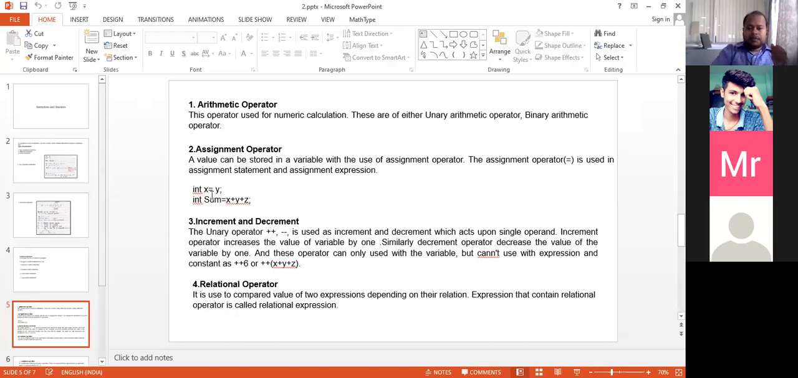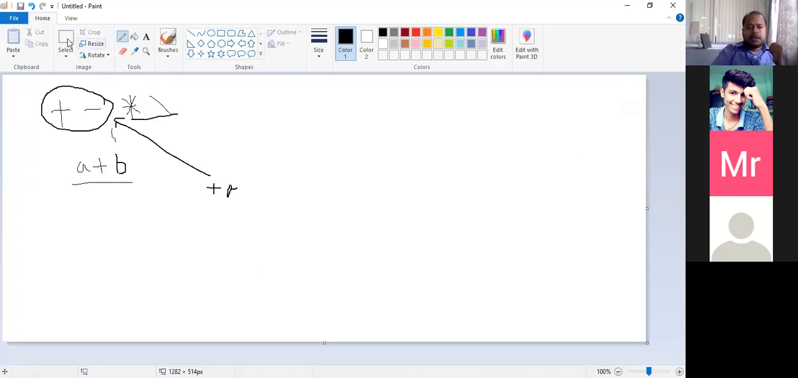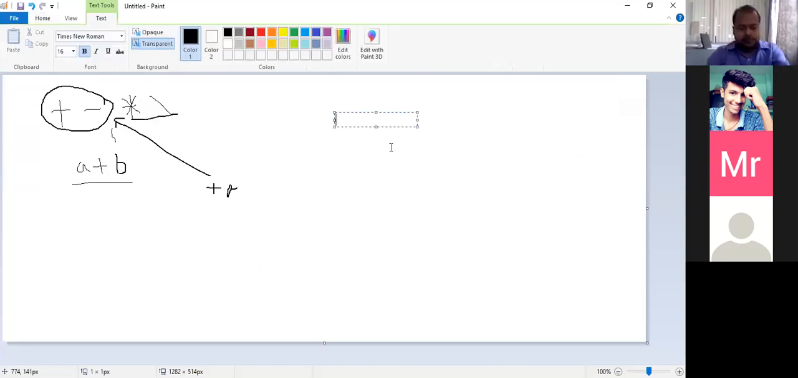Now there are also some different uses of the assignment operator. For example, suppose I am writing a plus equal to 3. It means a equals a plus 3. We can write a equals a plus 3 like this: a plus equal to 3. This is also a use of the assignment operator.